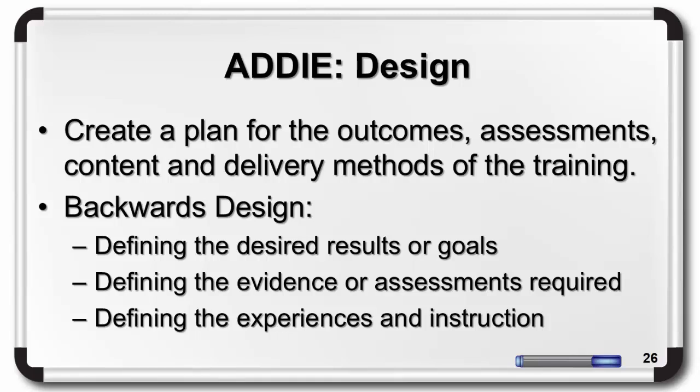After completing the analysis stage, you'll want to begin planning the educational products and curriculum. The main purpose of the design stage is to create a plan for the outcomes, assessments, content, and delivery methods of the training. Designing these elements in this order is also called backwards design, an educational term used to describe lesson and curriculum planning that begins with defining the desired results or goals, then defining the evidence or assessments required, and lastly, defining the learning experiences and instruction.